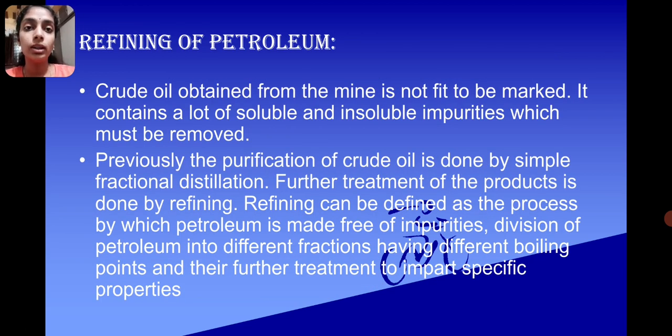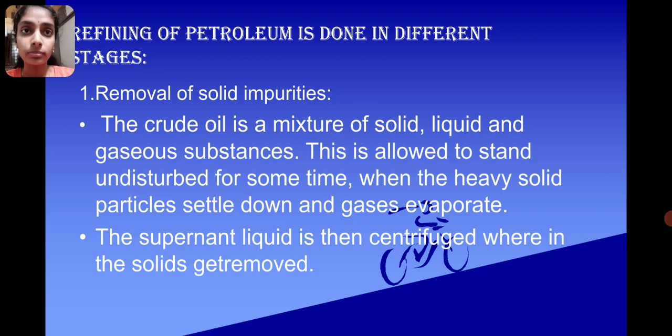Refining of petroleum. Crude oil obtained from the mine is not fit to be marketed. It contains a lot of soluble and insoluble impurities which must be removed. Previously, the purification of crude oil was done by simple fractional distillation. Further treatment of the products is done by refining. Refining can be defined as a process by which petroleum is made free of impurities, divided into different fractions having different boiling points, and further treated to impart specific properties.